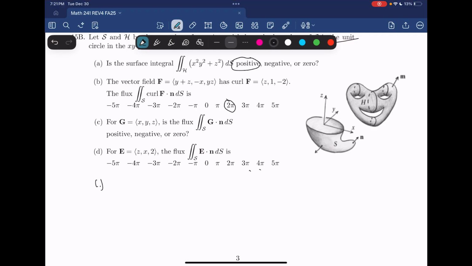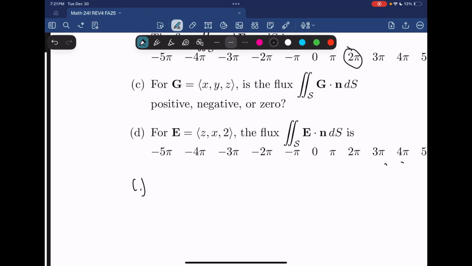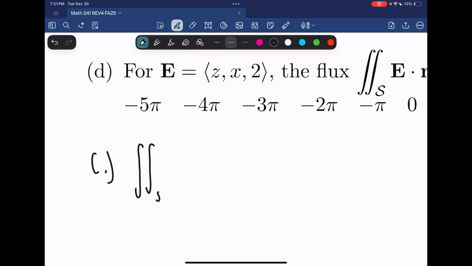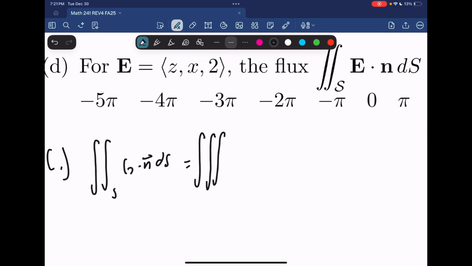For part C, we're asked: for G equals xyz, is the flux positive, negative, or 0? We're using our same surface again, which is pretty good. Now we're going to use the divergence theorem for this one. If you recall, the divergence theorem turns our flux into a triple integral over some region of the divergence of that, dV.